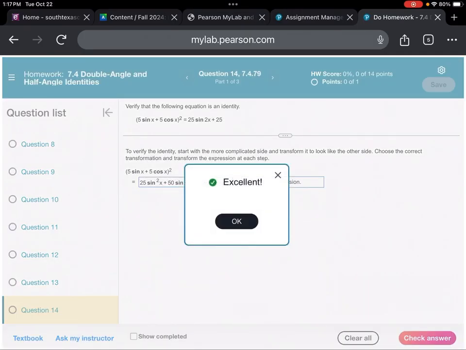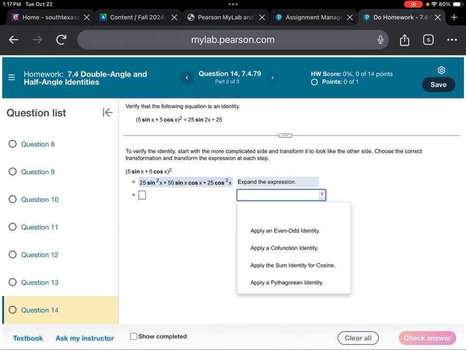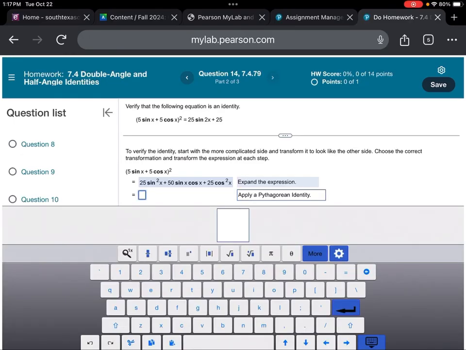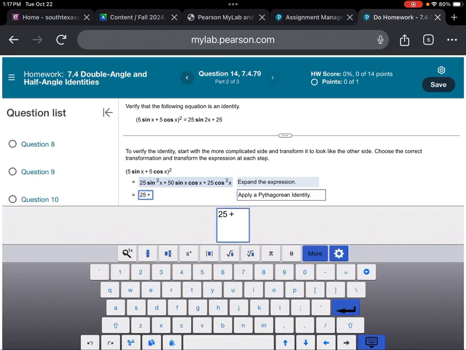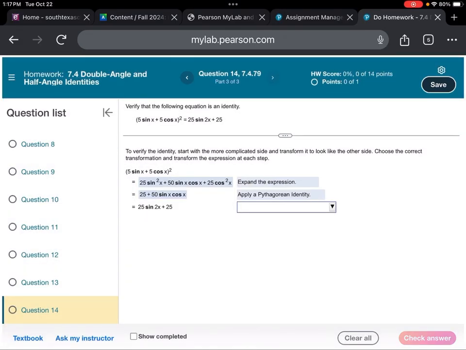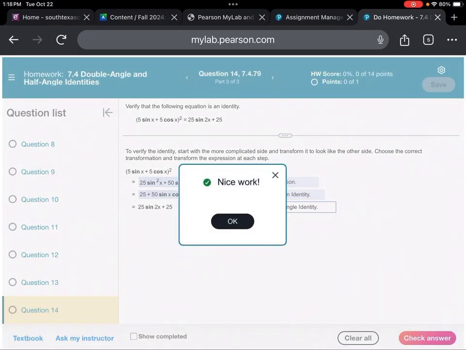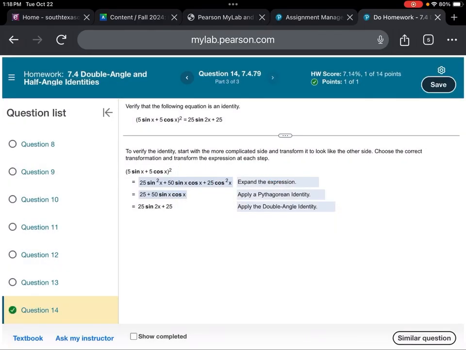Boom. Okay, let's see. What's the next action asking me to do? Why don't we apply a Pythagorean identity? Because we know this is going to be 25 because of the sine squared plus cosine squared, okay, plus, and then I believe we had a 50 sine x cosine x, okay, all right. Okay, so here, guys, we are applying the double angle identity, right, for the sine of 2x, and we got it. So that was number 14, y'all, out of 7.4.